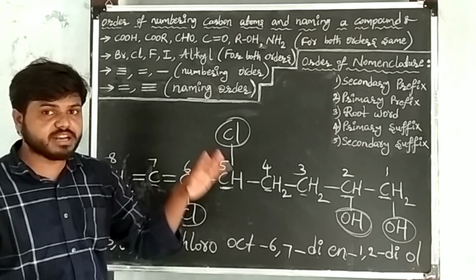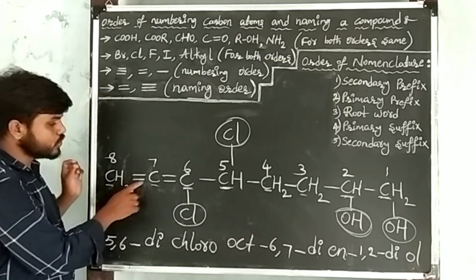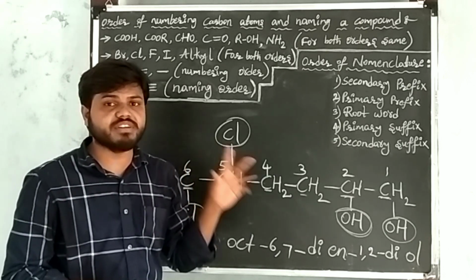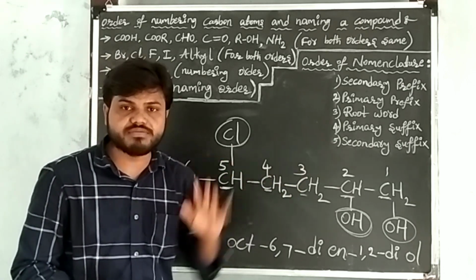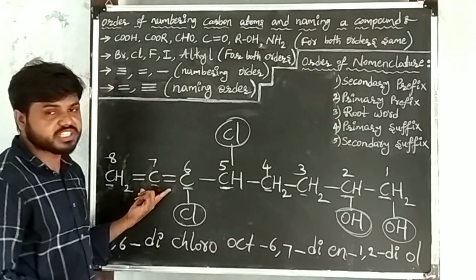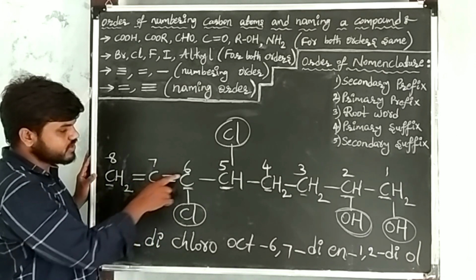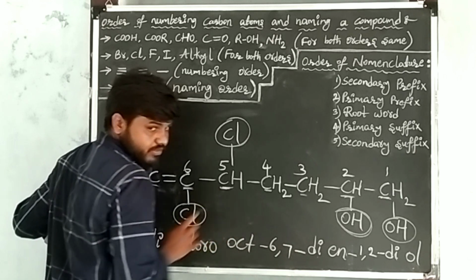Primary suffixes are single bonds, double bonds, triple bonds. Here there are 2 double bonds, and the remaining are single bonds. When we have 2 double bonds or 1 double bond, don't write the suffix of the single bond. Just write the positions of the double bonds, then the suffix of the double bond. What are the positions of each double bond? 6 and 7. I have written 6 and 7.